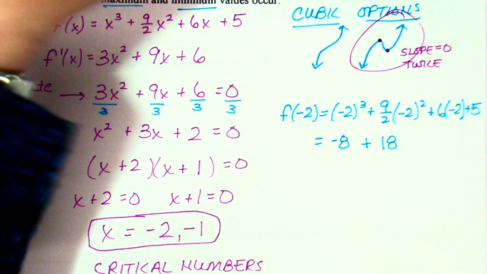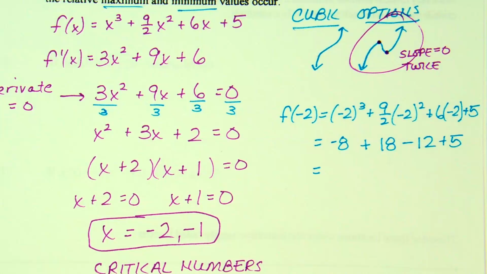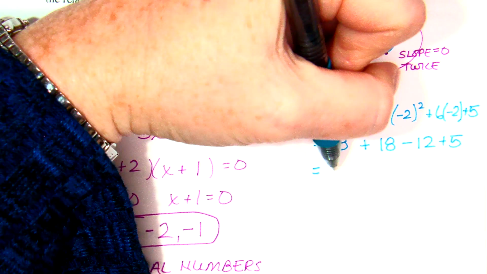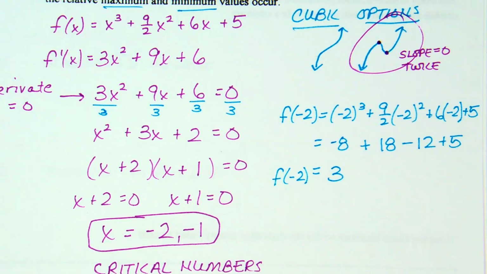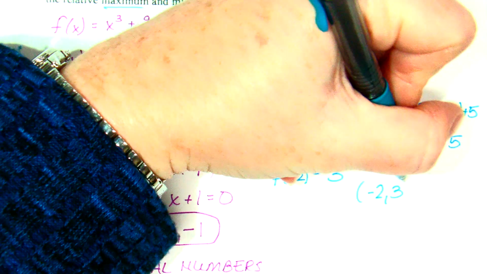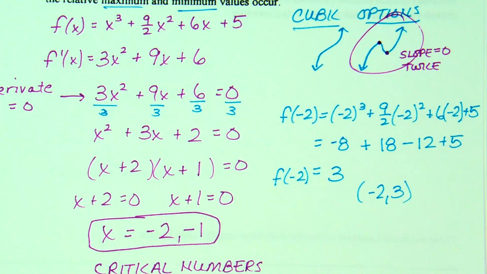6 times -2, minus 12 plus 5. So -8 plus 18 is 10. 10 minus 12 is -2. -2 plus 5, 3. So we know in order to plot it on our graph is -2, 3, yes? Is that a max or a min, do you think?